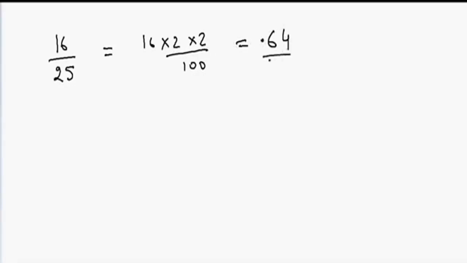Again, if I have to divide by 25, suppose I have 16 and want to divide by 25, how will I go about this? In that case, I can write it as 16 into 2 into 2 divided by 100, right? The double of 16 is 32, and then the double of 32 is 64. So the answer is 0.64. Again, if I have 4 divided by 25, that will be 4 into 2 into 2. The double of 4 is 8, and the double of 8 is 16, so the answer is 0.16.